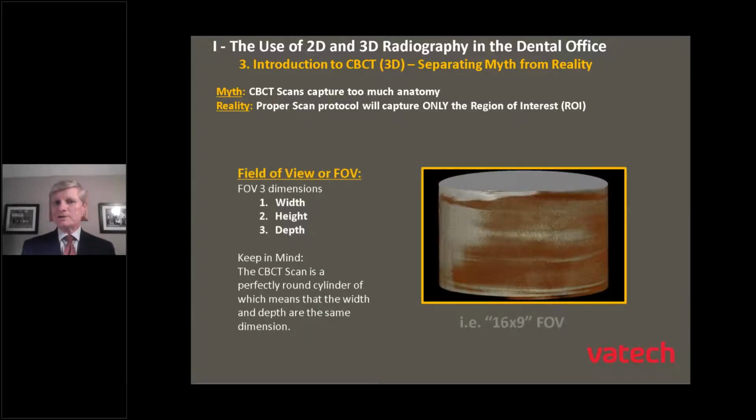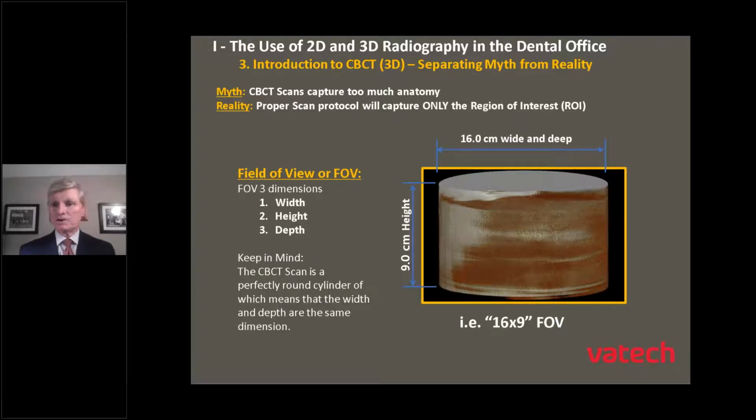When I talk about the term field of view or FOV, for those that are maybe considering CBCT in their practice, let's make sure we understand what we're talking about. A CBCT scan, from a very simplistic point of view, is nothing more than just a cylinder of data. And that cylinder of data is one that is perfectly round. So the width and depth are always going to be the same number. Like in this example, the width is 16 centimeters, which means the depth of our scan is also going to be 16 centimeters. The height of our scan is then 9 centimeters.